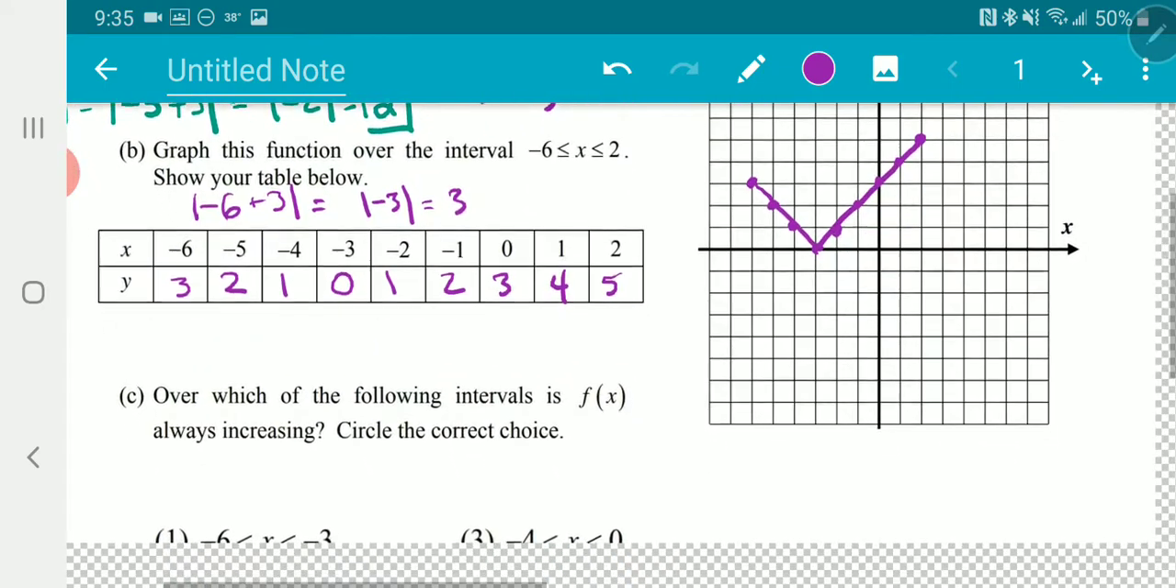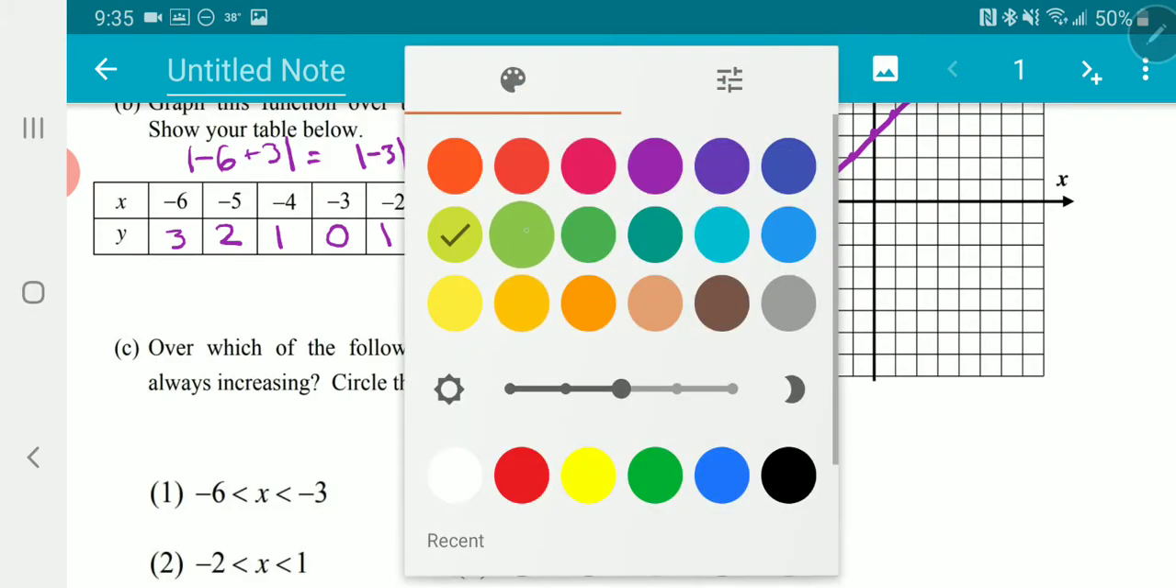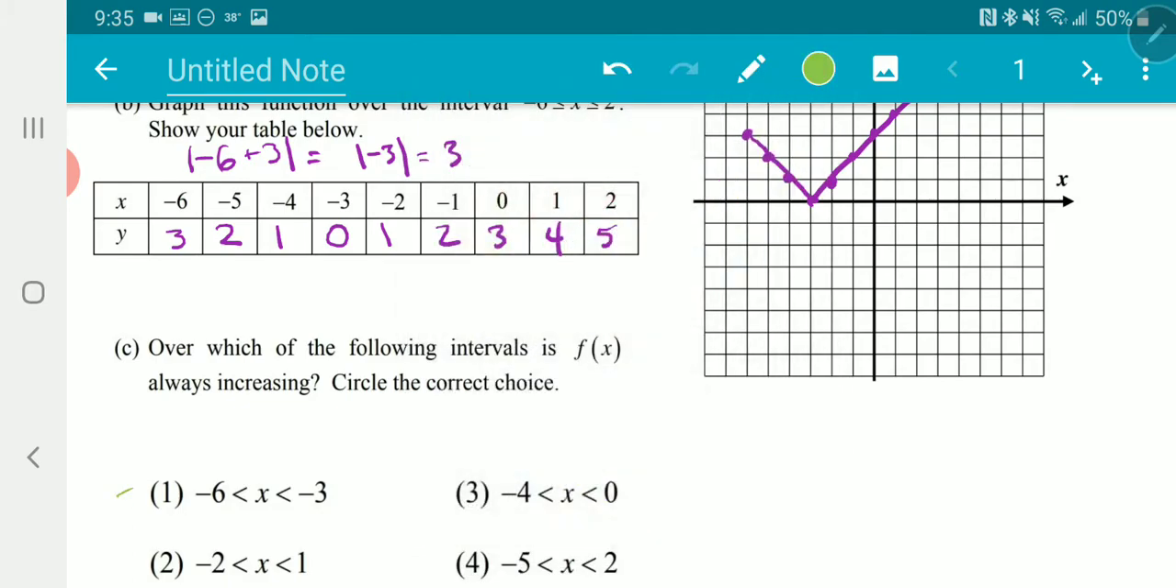It says, over which of the following intervals is f of x always increasing? So we'll get a different color here and we'll start to keep track of these. For my first one, we have -6 is less than x is less than -3. So that would be from -6, which is right here, to -3, which is right here. If I look at my graph on that interval, am I always increasing? I would say actually the opposite's happening. I'm decreasing there. So that can't be it.